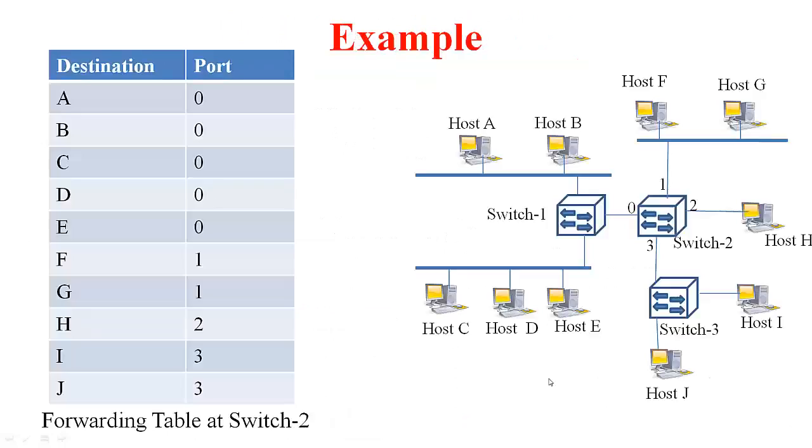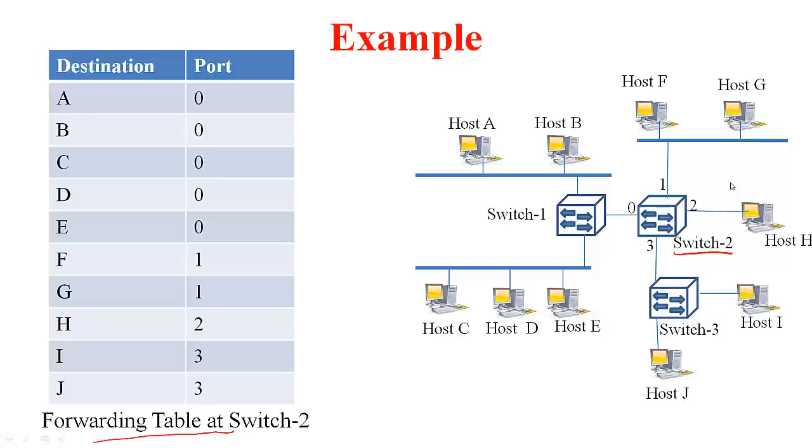This example will make things clear. Here we have multiple networks, LAN segments, interconnected through switches. These switches also connect hosts. Let's look from the perspective of switch 2. Here I have listed the forwarding table at switch 2. This, as I said, is determined through some routing protocol.